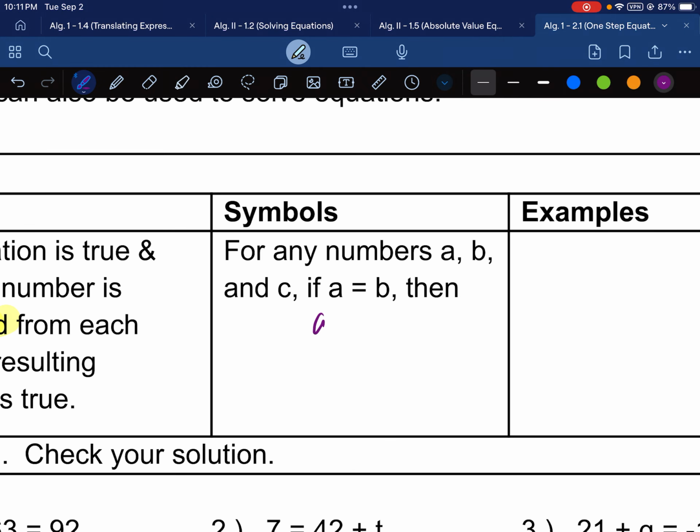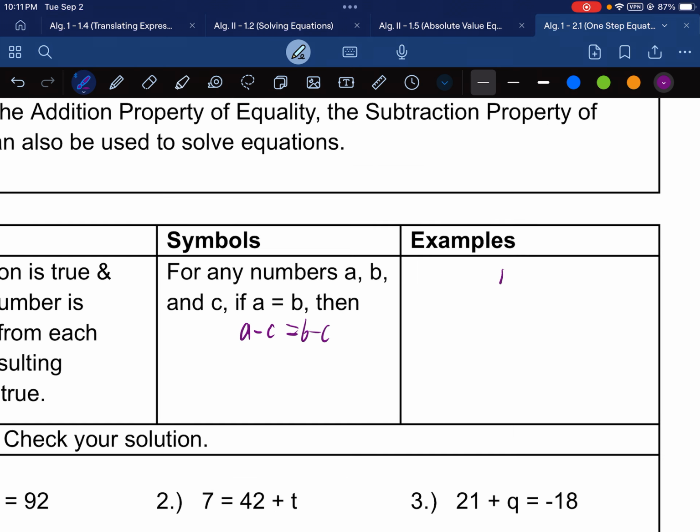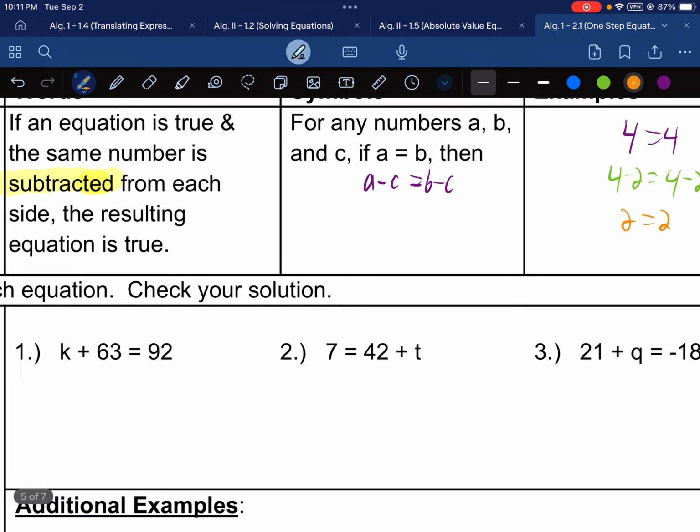So for any numbers a, b, and c, if a equals b, and if we take a minus c and b minus c, they will equal each other as long as we subtract the same number from both sides. So it's not like one's c and one's d. So an example here, if I were to pick the number 4 and I say 4 equals 4, and now I subtract each side by 2, I get 2 equals 2. So it started as a true statement. We subtracted the same thing from both sides of the equal sign, and it remained a true statement at the end.